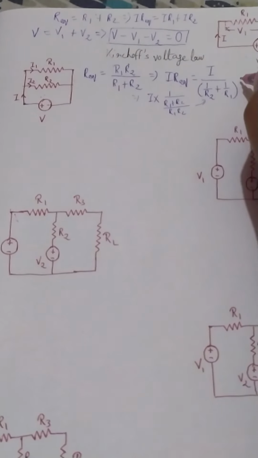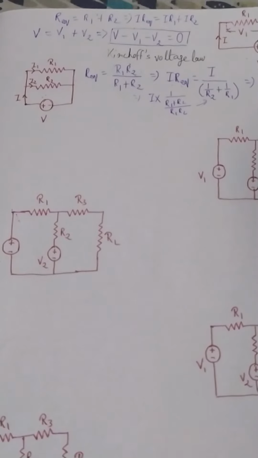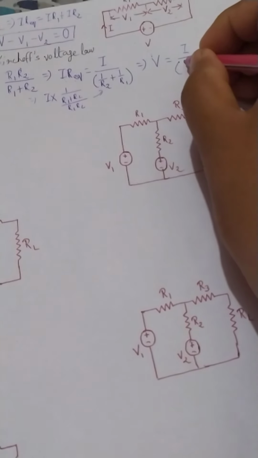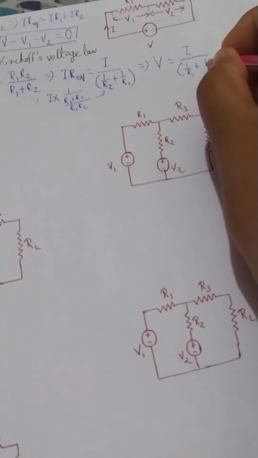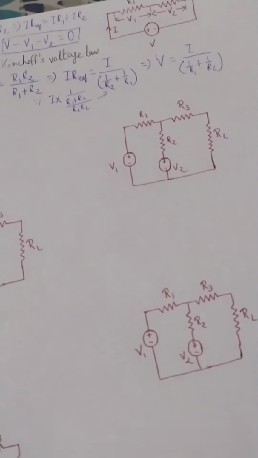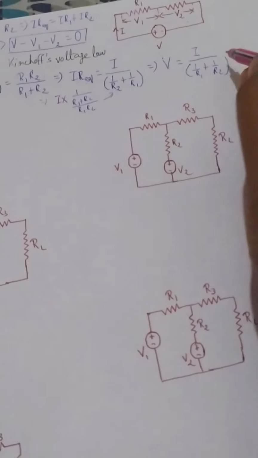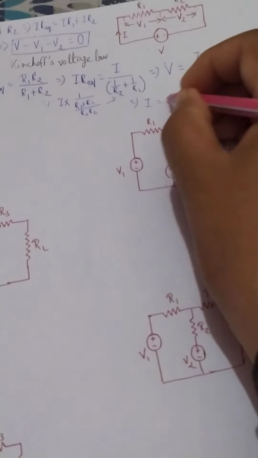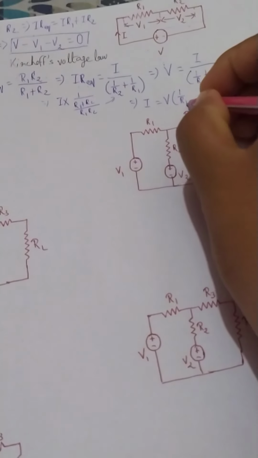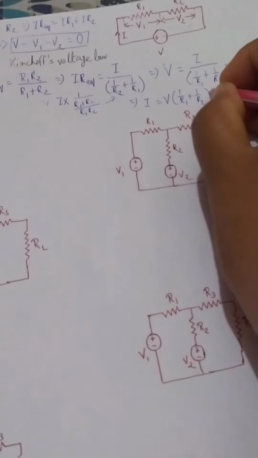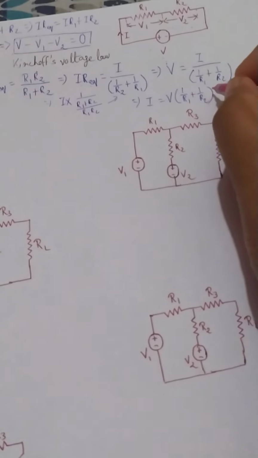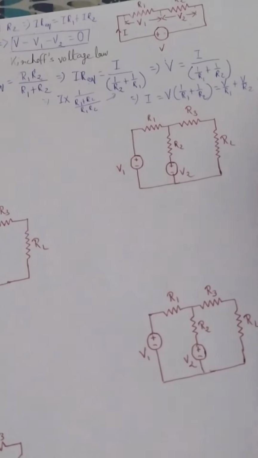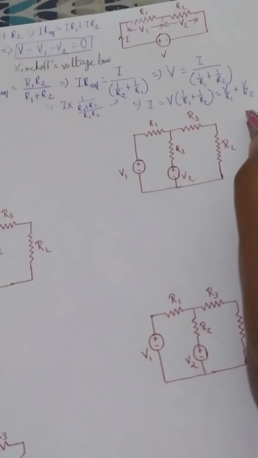Now what is I into R equivalent? That is basically V. So V would be equal to I by (1 by R1 plus 1 by R2). From that we could write I will be equal to V into (1 by R1 plus 1 by R2), which I could write as V by R1 plus V by R2. So we are reaching this particular point.